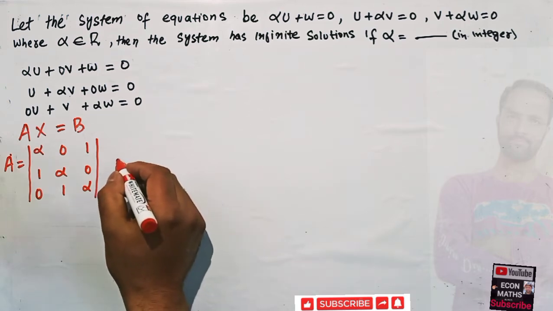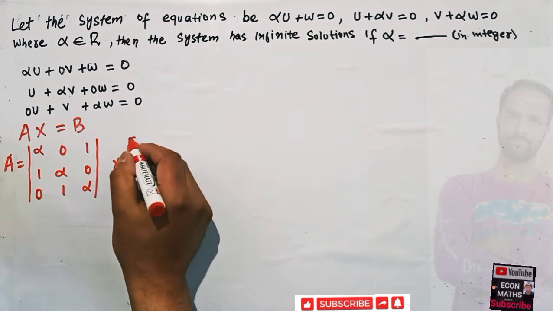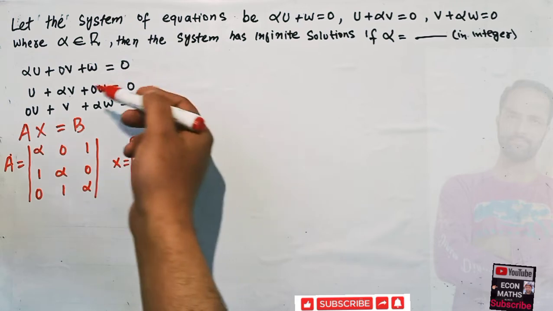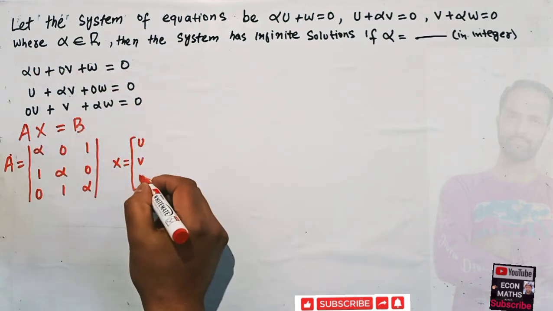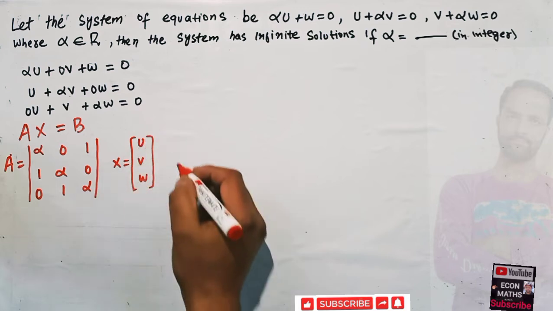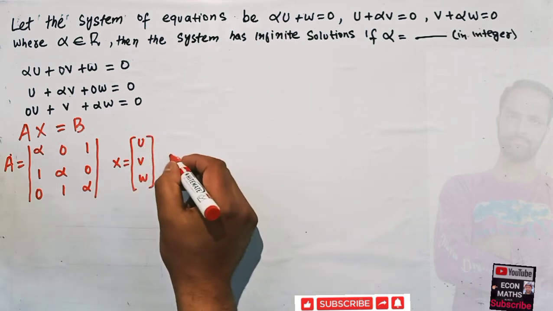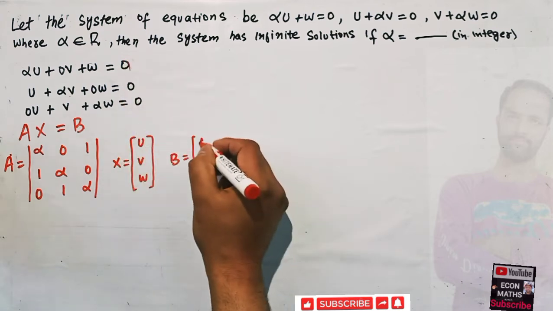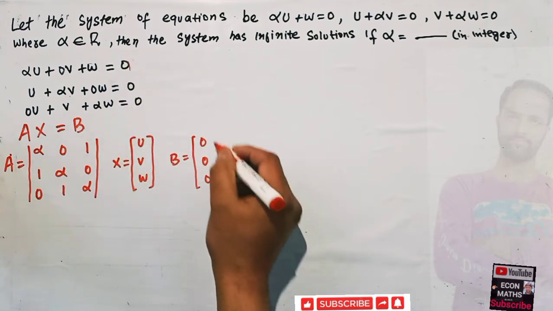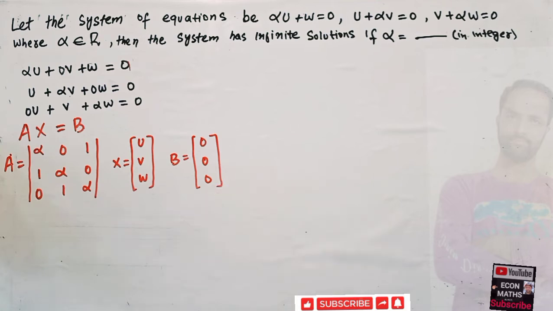And what is our X? X is the solution vector. That means what we need to find: u, v, w. And our B is the vector of constant terms. Here we have 0, 0, 0. So the first thing is to write the system of equations in matrix form.